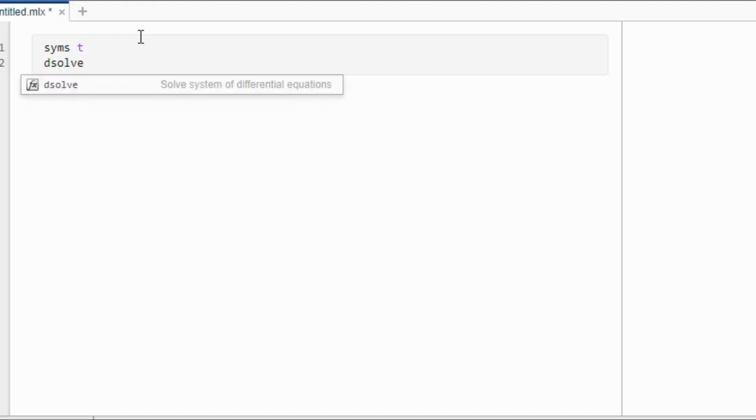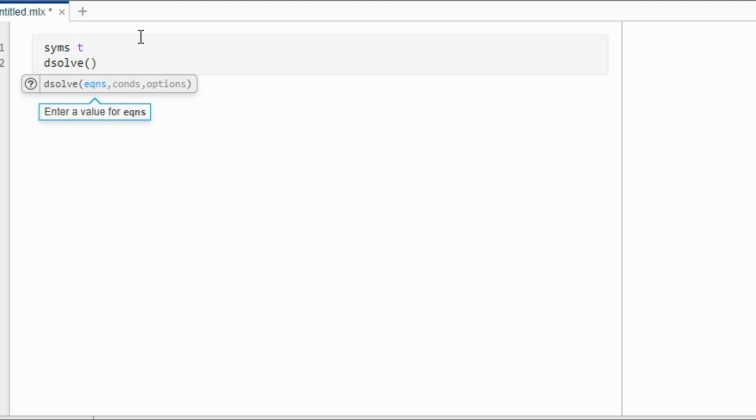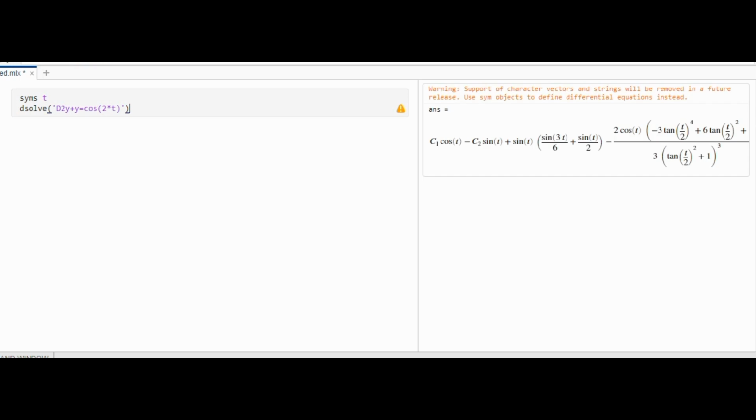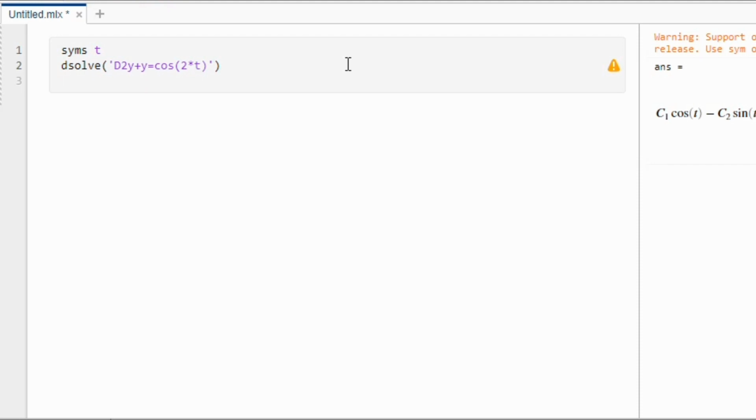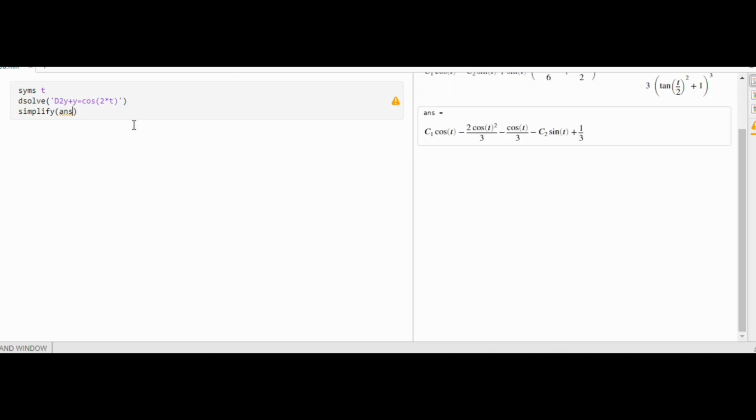Similarly, dsolve, inside the double quotation marks you will write D2y plus y is equal to cos, and this is 2*t. Okay, and after pressing the enter button you will get this solution, and you can see that this solution is not in simplified form. You will just type over here simplify, and inside the parenthesis you will write ans. After pressing the enter button you will get the simplified answer. So this is the simplified answer.